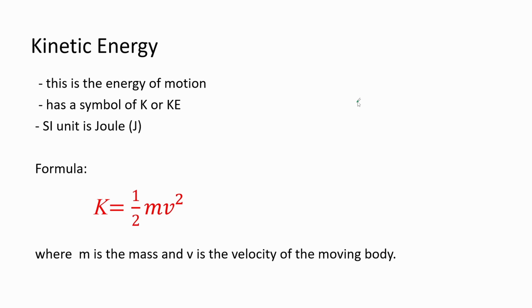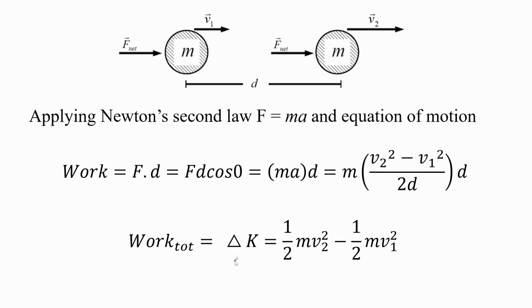Here we have the kinetic energy. This is the energy of motion that has a symbol K or KE. Again, its unit is joule. Its expression is K = 1/2 mv squared, where m is the mass and v is the velocity of the moving body. If we have this one, the same mass starts from this point, then it is pushed by a net force. It travels a distance d, then reaches here. So it has velocity 1 here and velocity 2 at the other one.